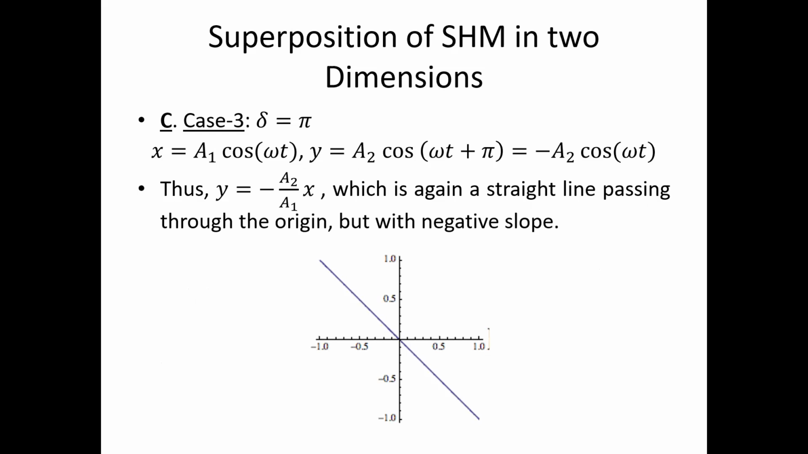The third case is where delta equal to pi. We have x equal to a1 cos omega t and y equal to a2 cos of omega t plus pi. That gives you minus a2 cos of omega t. So this again is an equation of a straight line, y equal to minus a2 over a1 whole into x, which has a negative slope, as we can see very easily, because if x is positive, y is negative. And as x increases, y also increases in the negative direction.